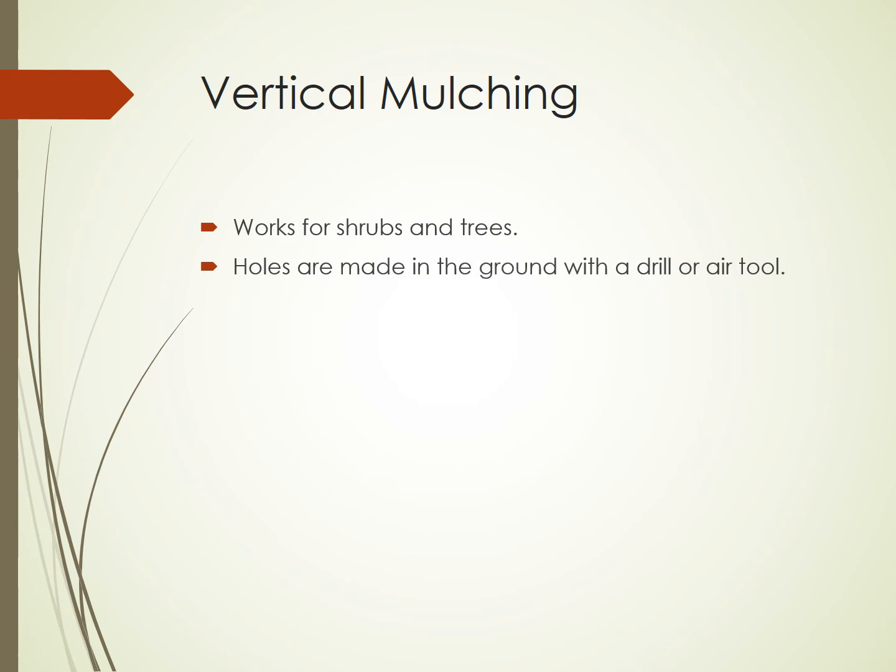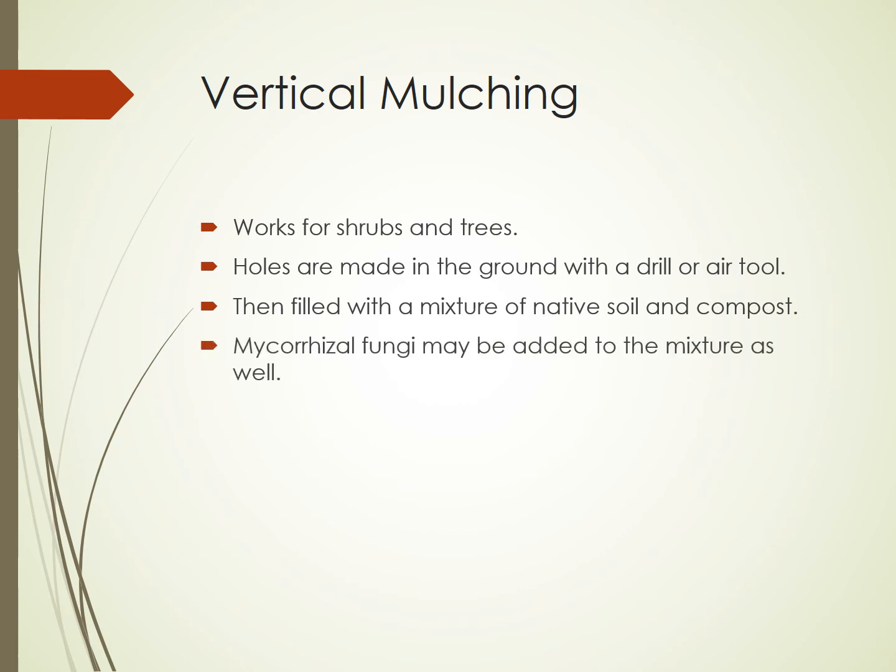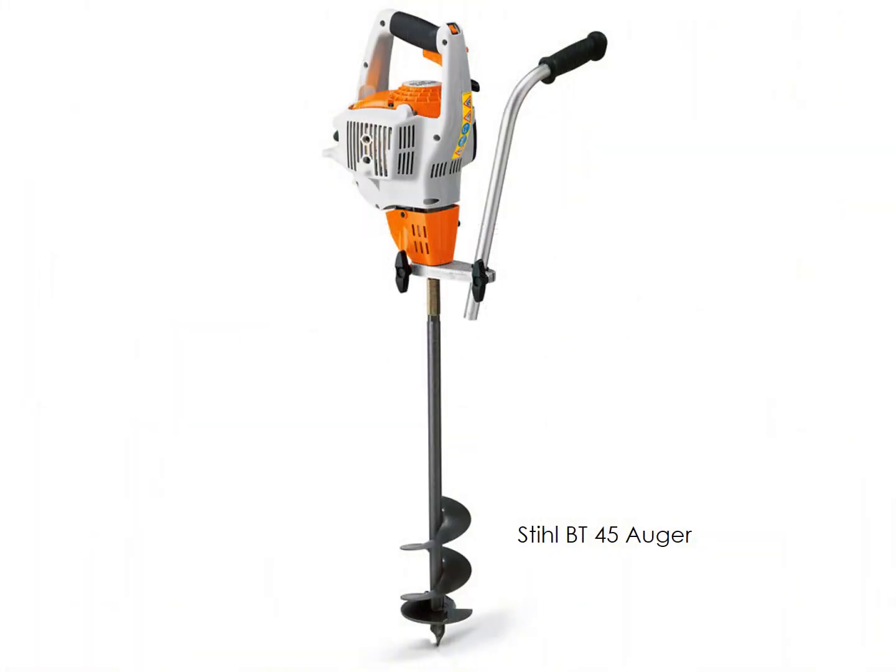During vertical mulching, holes are made in the ground either with a drill or an air tool like an air spade. After the holes have been made, they can be filled with a mixture of native soil and compost. Some people also add fertilizer and/or mycorrhizal fungi to the mix as well.